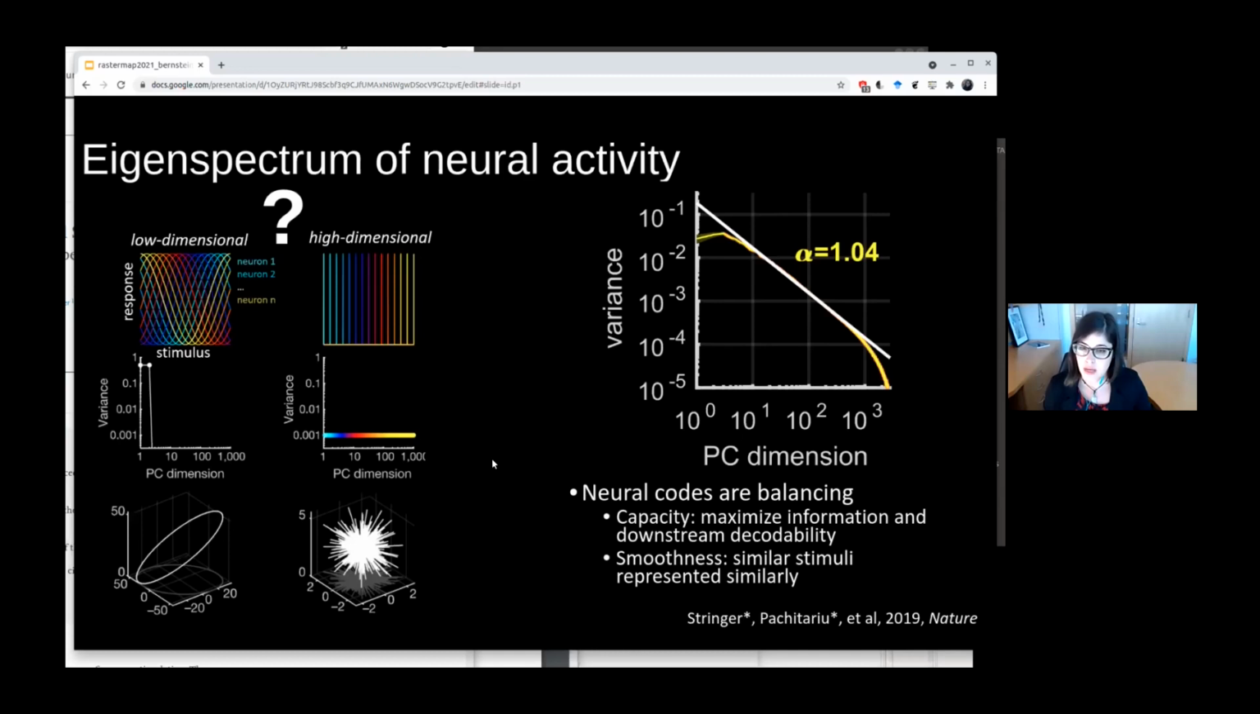And so in this paper, we propose that neural codes are balancing capacity. So you want to encode as much information as possible. And to do that, you want to have as high dimensional of a code as possible. But at the same time, you want to keep the smoothness principle that similar stimuli are represented similarly, so that every time I move a little bit, for instance, in this one-dimensional space, a completely different set of neurons doesn't start lighting up. If I move smoothly in stimulus space, hopefully it's just a smooth change of the neurons which are active. And so this power law is sort of this sweet spot that can balance these two things.